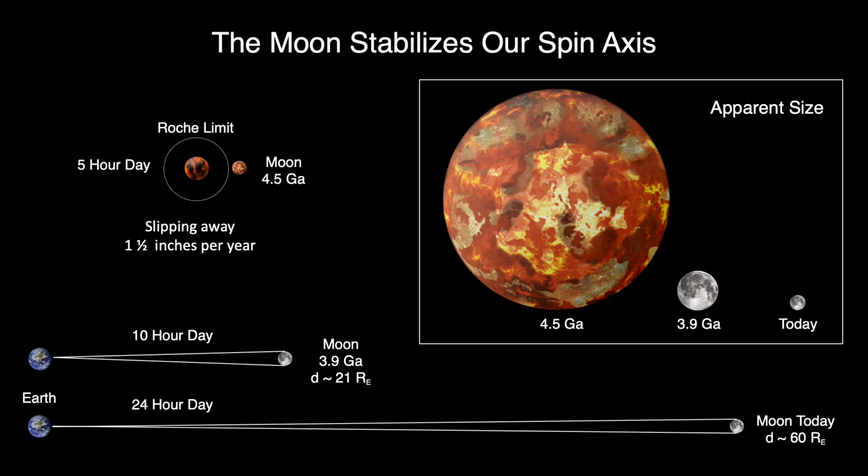Well, during the formation of the moon, when the moon was right at or near that Roche limit, it must have been enormous. We estimate that it must have been at least 16 times the size of the current moon today.